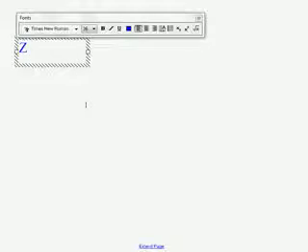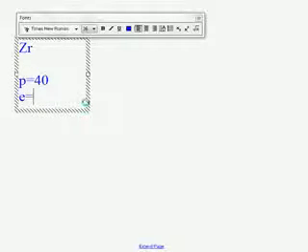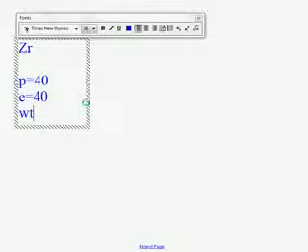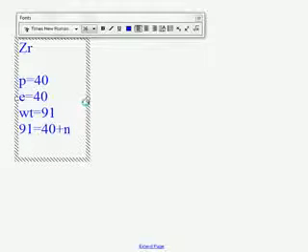Zirconium is element number 40, so that means it has 40 protons. That means it had to have 40 electrons. And the weight, we said, was 91. Well, the weight, which is 91, has to equal the number of protons plus the number of neutrons. So in this case, zirconium must have had 51 neutrons. Pretty simple how we do that, right?